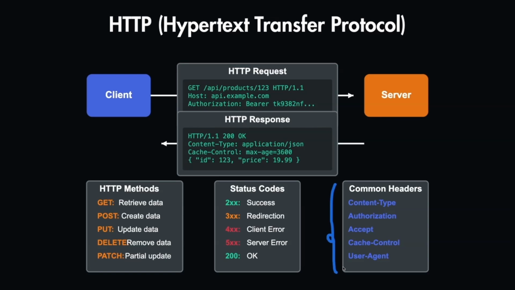And these are the common headers like content type, which is defined by the server usually, but also from the client. Authorization for making a request and authorizing to the server. Accept headers, cache control, user agent, and there are more headers, but these are the common ones.